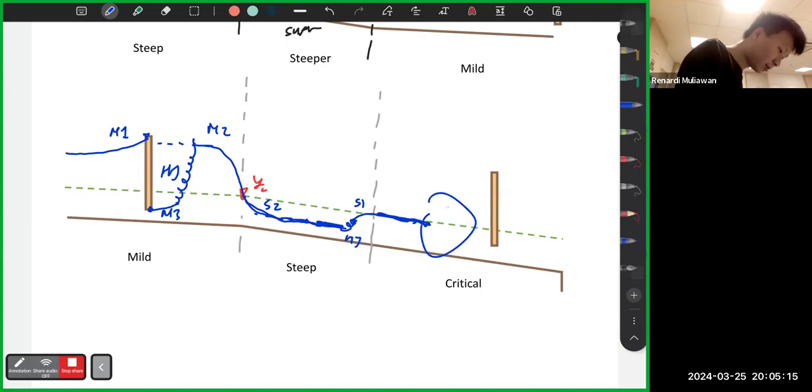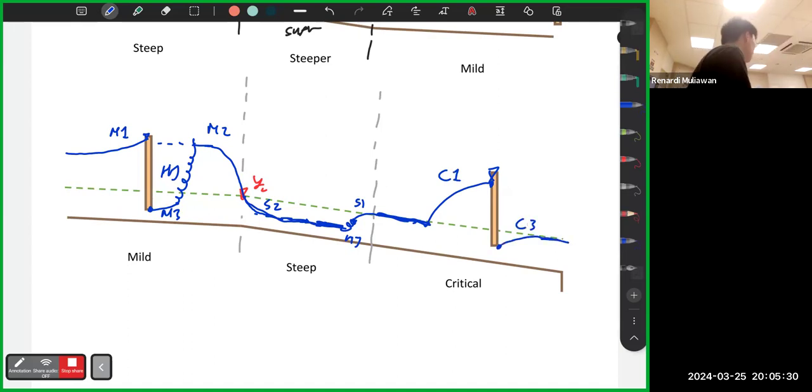Then for critical, again, this one is a control point before a dam, so this one is C1. Then this one is C3. Again, for critical, there's no C2, only 1 and 3, because 2 is like squished. So it's like this.